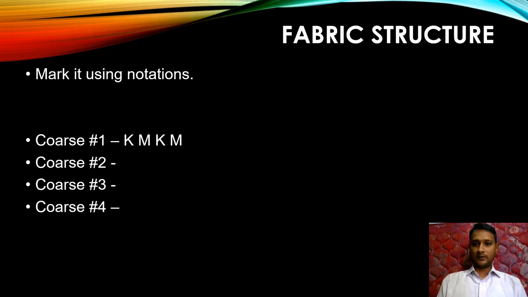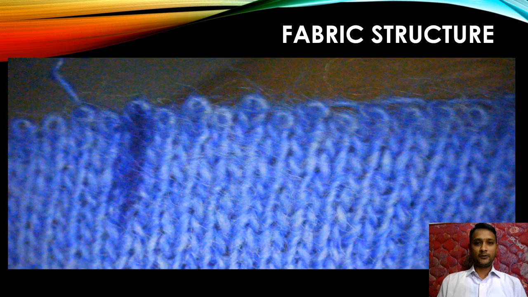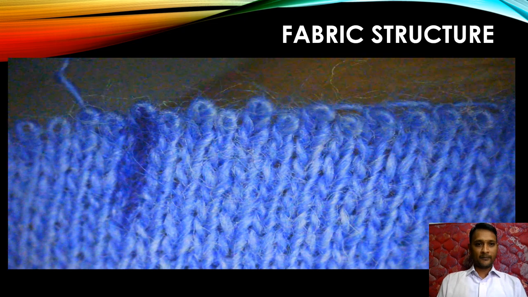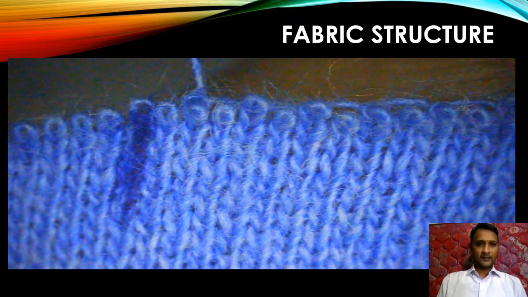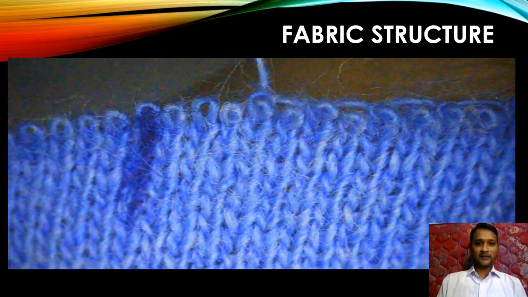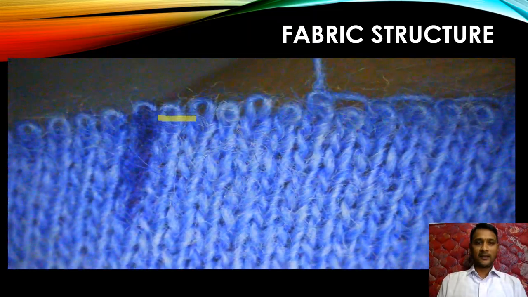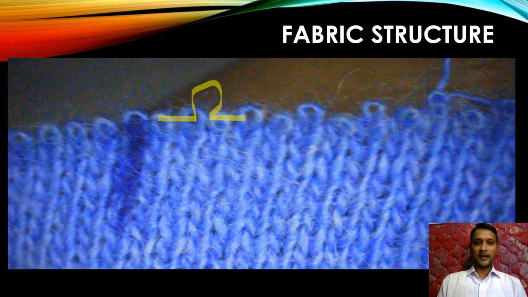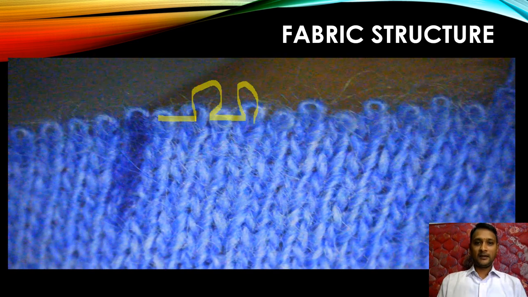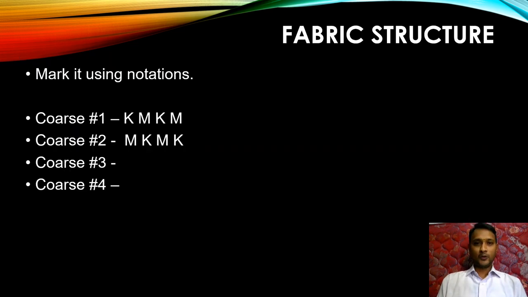Okay, now let's move on to course number 2. After that vertical line, I could see the flat line in needle number 1 followed by knit and again flat, again knit, again it travels flat. So we can conclude course number 2 as miss, knit, miss, knit.